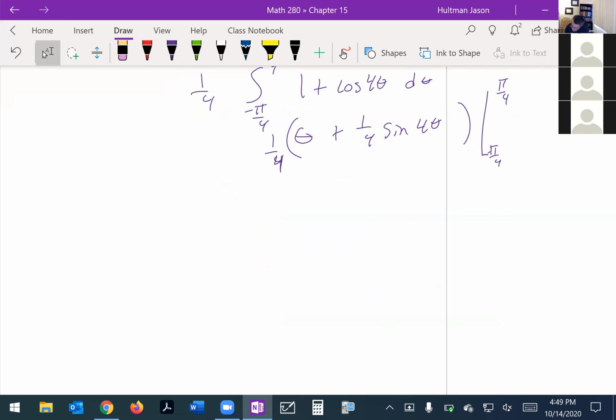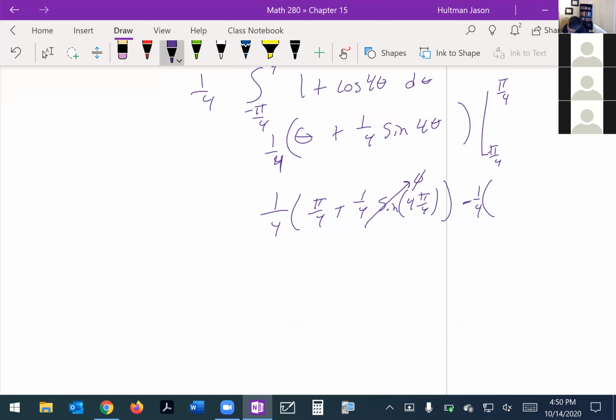So I'm going to plug this guy in. And what am I going to get? I'm going to get 1/4 times pi over 4 plus 1/4 sine of 4 pi over 4. That's the sine of pi. Well, what's the sine of pi? 0. That goes away. Minus 1/4 times negative pi over 4.